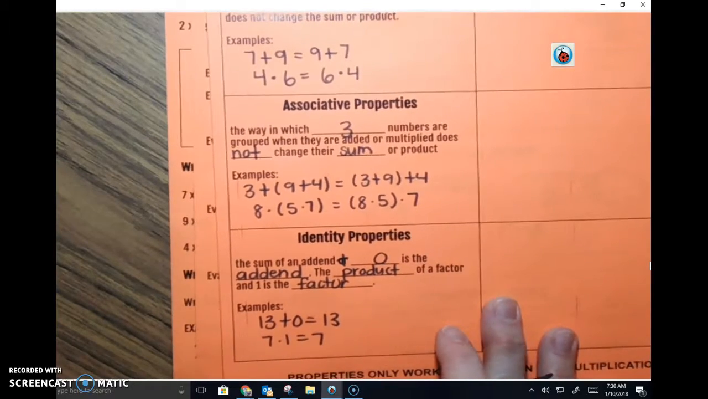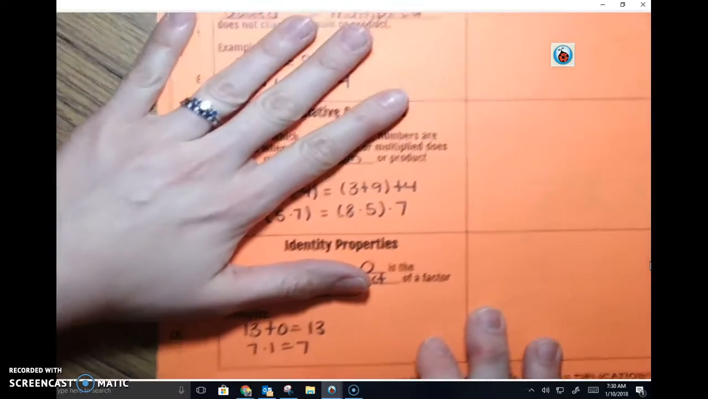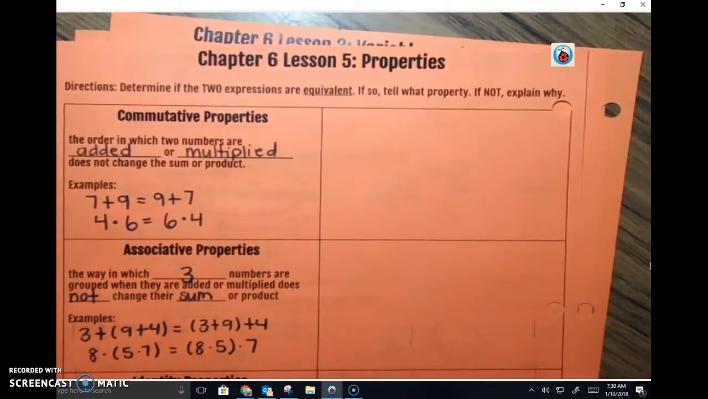So we're going to use this information that we learned over here, and we're going to make up some problems and put them here. So our directions are determine if the 2 expressions are equivalent, and if so, tell what property. If not, explain why.